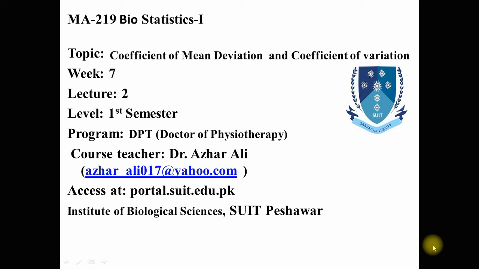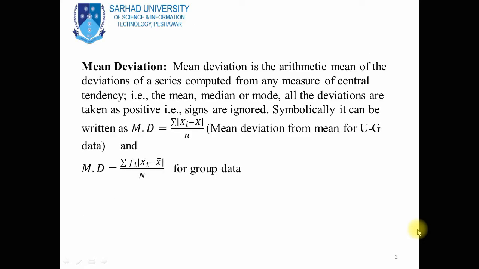And dear students, I have already told you in the previous video lecture that we can calculate the amount of dispersion by coefficient of range, by coefficient of quartile deviation, and by coefficient of mean deviation and coefficient of variation. So in the previous video lecture we have already learned about the coefficient of range and coefficient of quartile deviation. Now in this second video lecture, today we are going to learn about the coefficient of mean deviation and coefficient of variation. So first of all, I would like to tell you about the mean deviation.